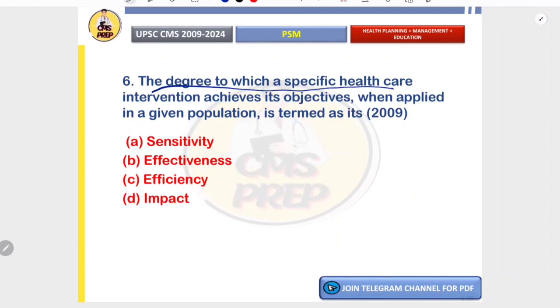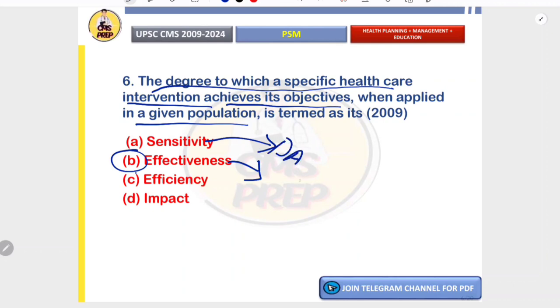The degree to which a specific healthcare intervention achieves its objective when applied to a population is termed as. So the correct option is B, effectiveness. Why? Effectiveness is real world success of an intervention in a target population. Sensitivity is diagnostic accuracy, not a health outcome. Efficiency is basically utilization of resources or output per input, not an outcome based objective. Impact, what is impact?